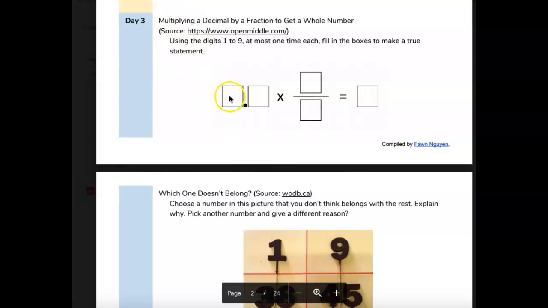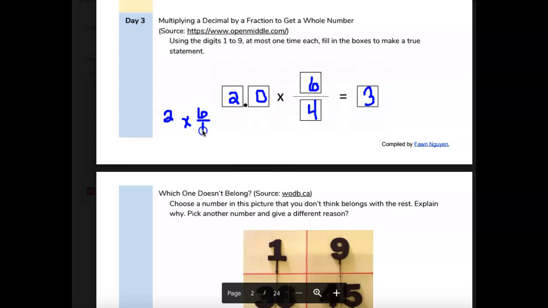I've got 2.0 times 6 over 4, which is an improper fraction. Remember, an improper fraction, the top number is bigger than the bottom number, and it equals 3. So let's see if that works. We've got 2, and 2.0 is the same as 2, times 6 over 4.